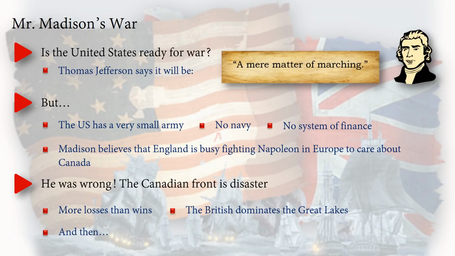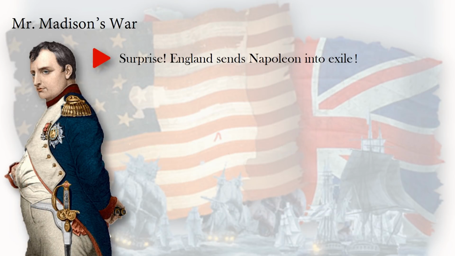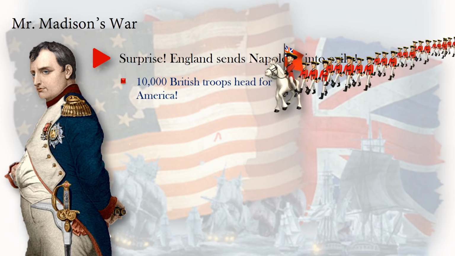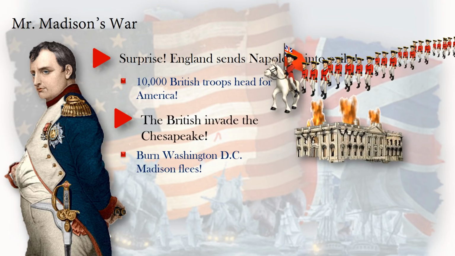And then, just as we thought things could not get worse for the Americans, surprise! England wins in Europe and sends Napoleon into exile. What this means is that now you have 10,000 British troops that are free and ready for combat in America. So the British invade the Chesapeake. They burn Washington, D.C., forcing James Madison and his cabinet to flee.